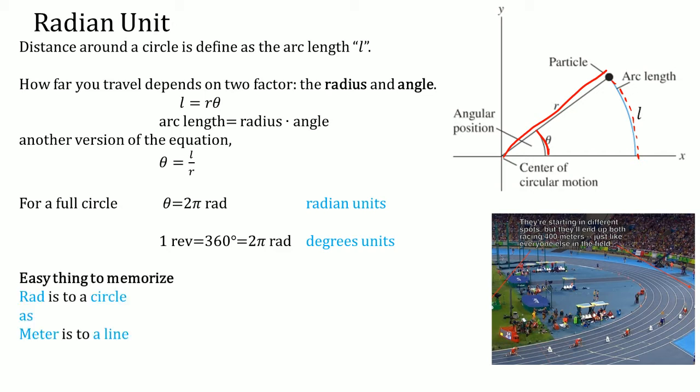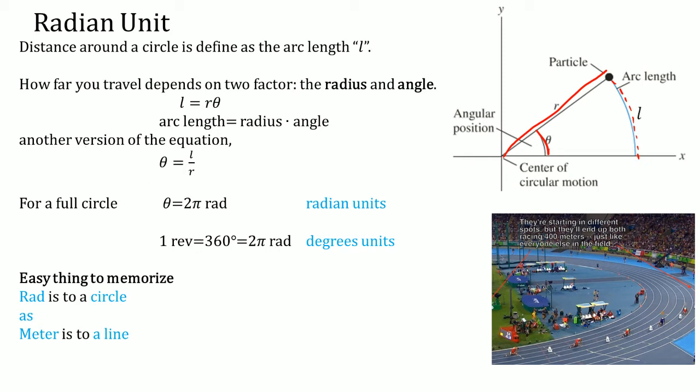An easy way to memorize this is that in the circle world, you use the units of radians or rad. In the line world, we use the word meter. So when you see meters per second, you're going to see radians per second.